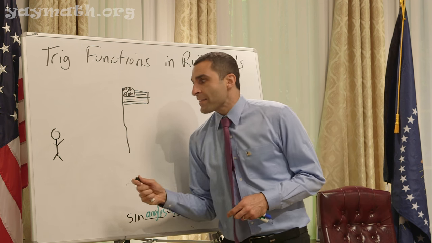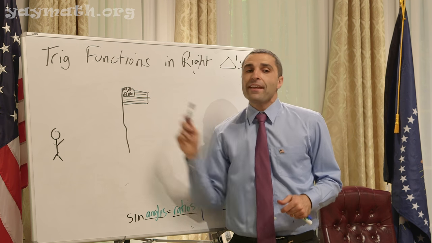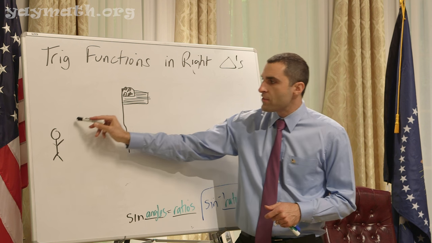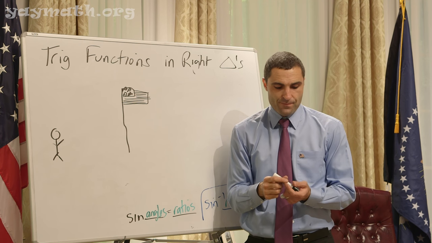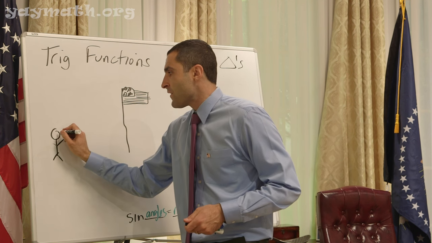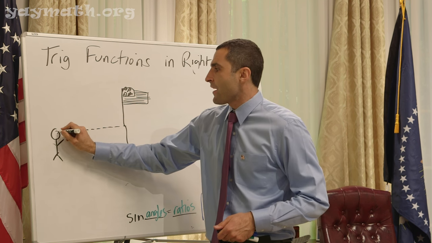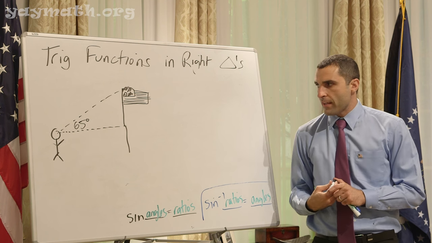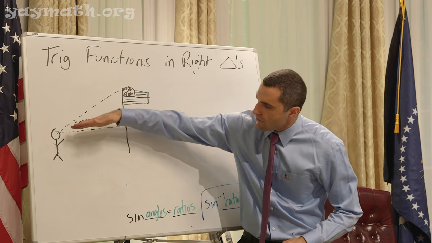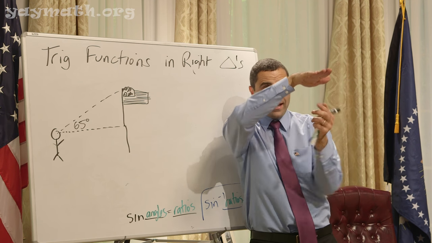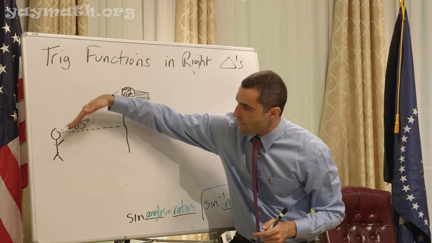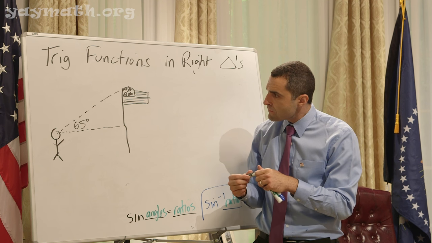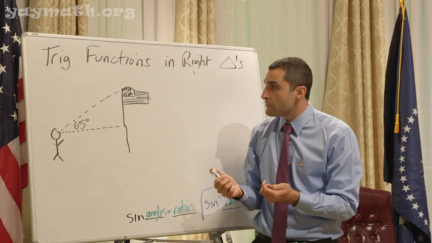Okay, so imagine the situation was the angle of elevation, that's the key phrase, the angle of elevation from my line of sight to the top of the flag is 65 degrees. Does that make sense? See how the 65 degrees is the angle that's in line with my line of sight. Basically, it's next to the horizontal. Here's a horizontal line, and it's 65 degrees above that, okay? I'm also, let's say, 10 feet from the pole.